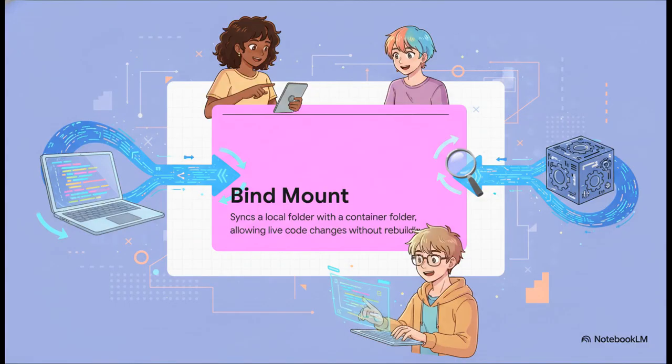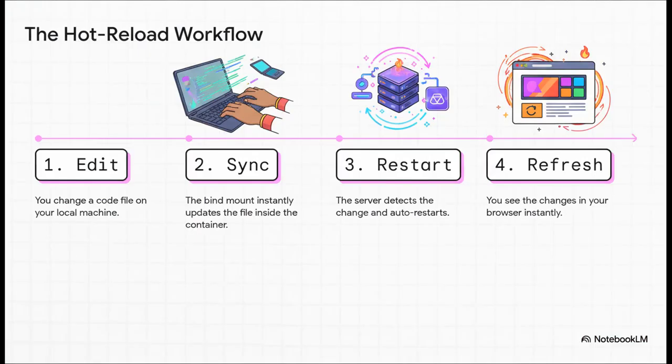And, of course, there is. For development, we use this magical feature called a bind mount. What it does is create a live, two-way sync between your project folder on your machine and the code folder inside the running container. It's like a portal. So check out this workflow, it's beautiful. You edit main.py in your favorite code editor. Instantly, thanks to the bind mount, that file is updated inside the container. Your development server sees the change and reloads itself automatically. All you have to do is refresh your browser and boom, your changes are live. No rebuilding, it's an absolute game changer.